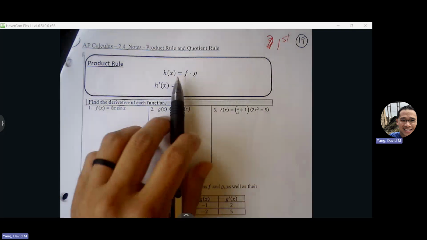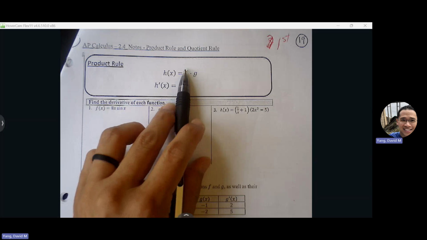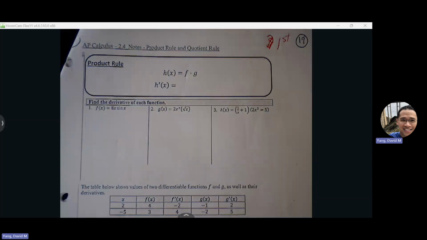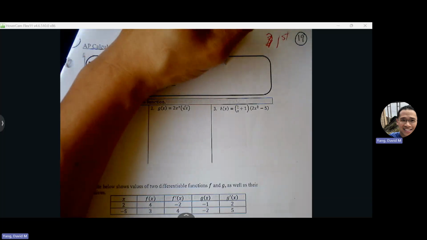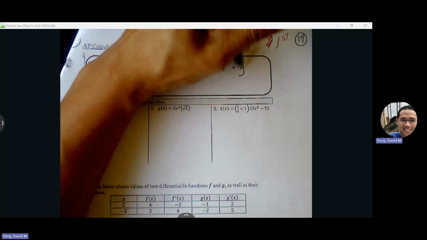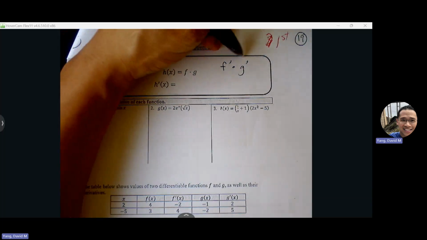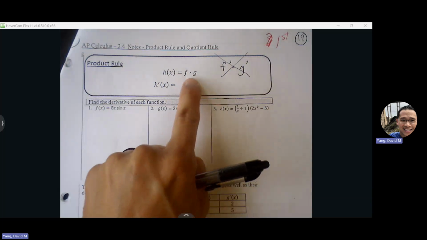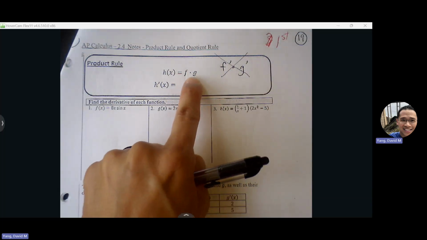Okay, so if I have an expression that's represented by f times g, usually these are two separate expressions in parentheses. The way that we can find the derivative of something with this setup, it's not quite as easy as just f prime times g prime. There's a little bit more to it, but we are going to multiply different combinations of f and g.